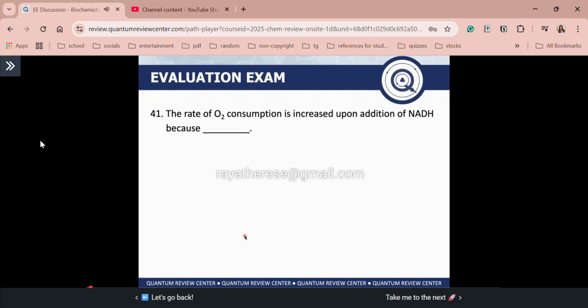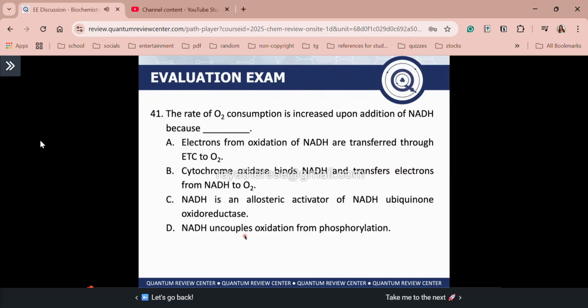All right, let's read. The rate of oxygen consumption is increased upon addition of NADH because, class, be patient in reading your choices. Let's start with letter D. NADH uncouples oxidation from phosphorylation. Class, clearly this is an incorrect choice. In our electron transport chain, of course, we use oxidative phosphorylation to power the production of ATP, so it does not uncouple it. Also, letter C. NADH is an allosteric activator of NADH ubiquinone oxidoreductase. Class, again, NADH ubiquinone oxidoreductase is the enzyme that guides the electron transfer in complex 1. But of course, it does not explain the oxygen consumption increase in your ETC. So again, may better choice tayo aside from letter C.